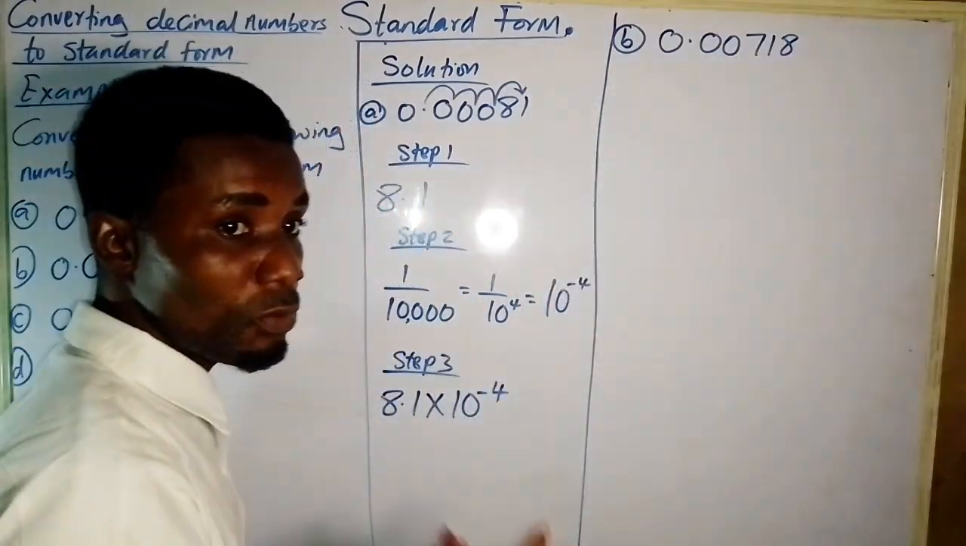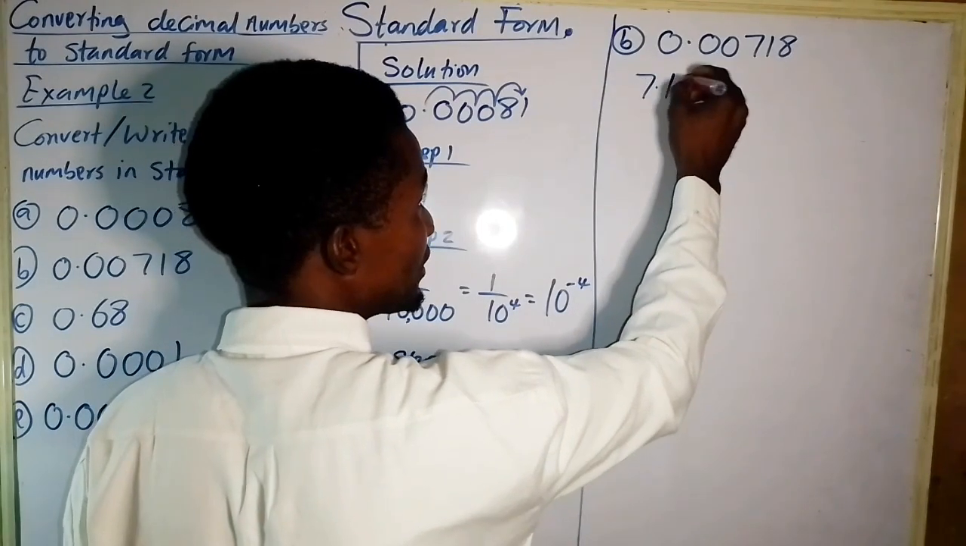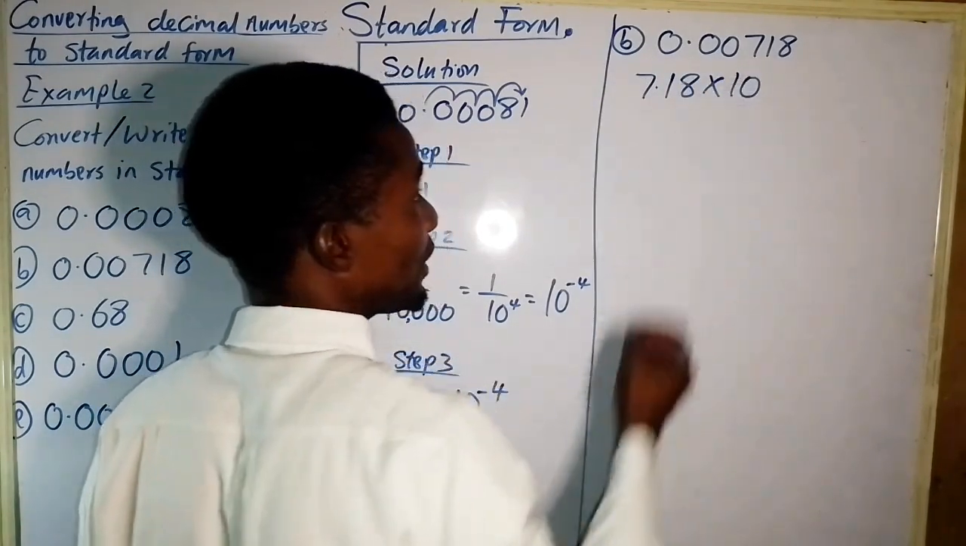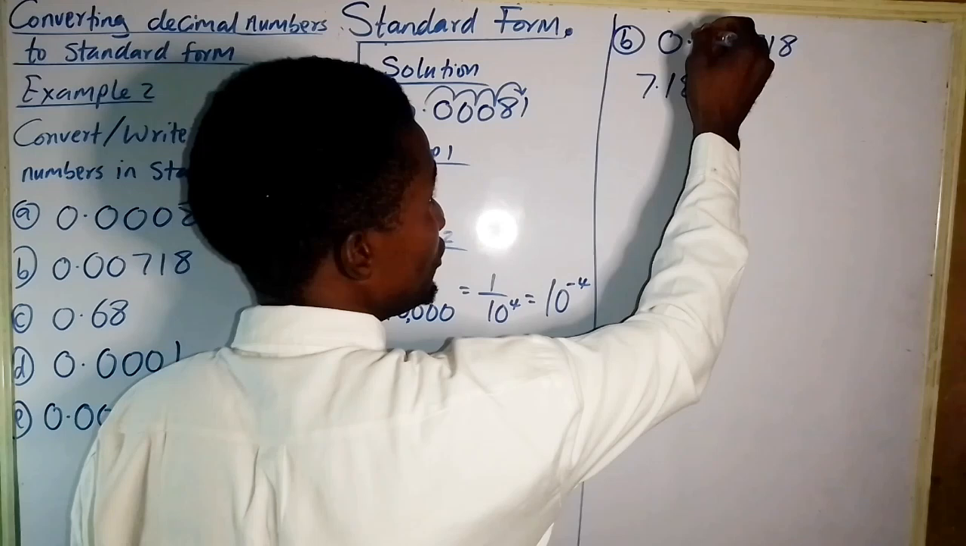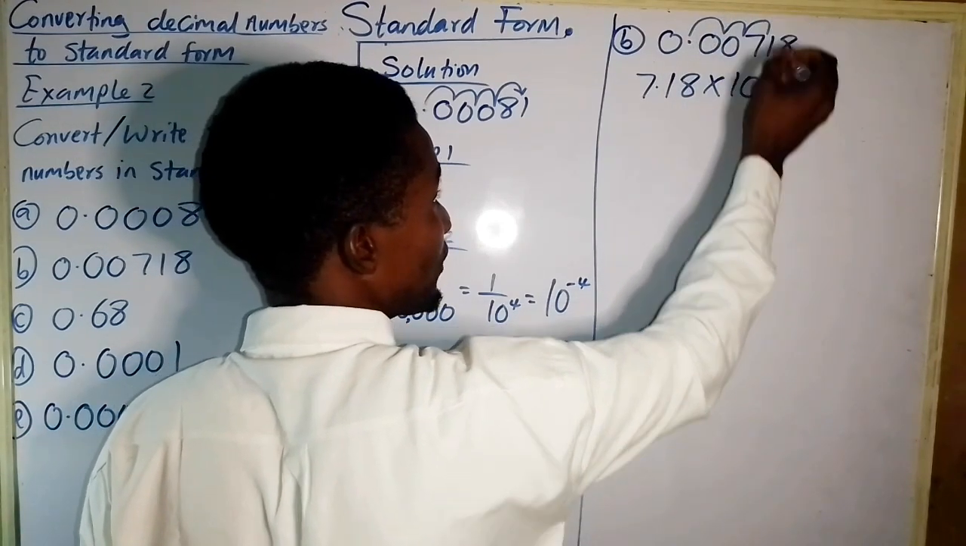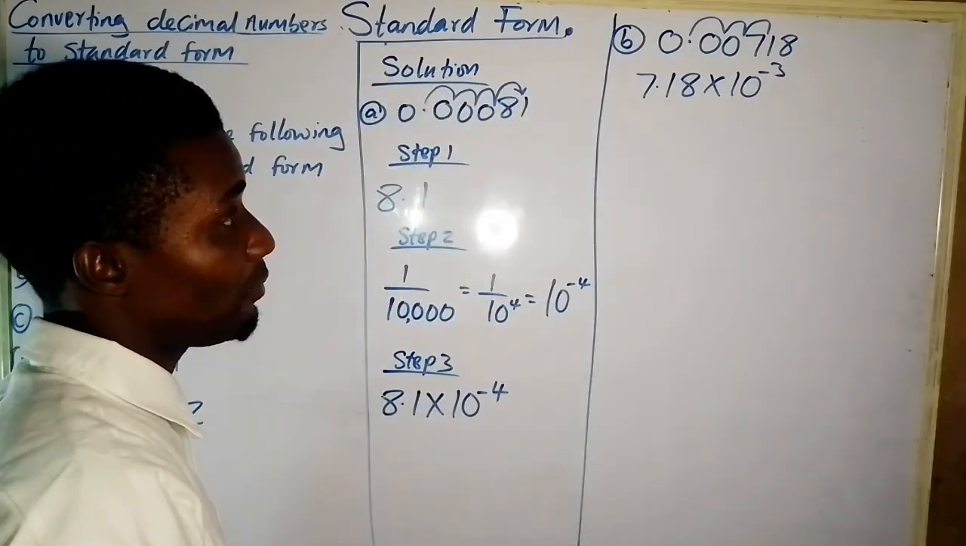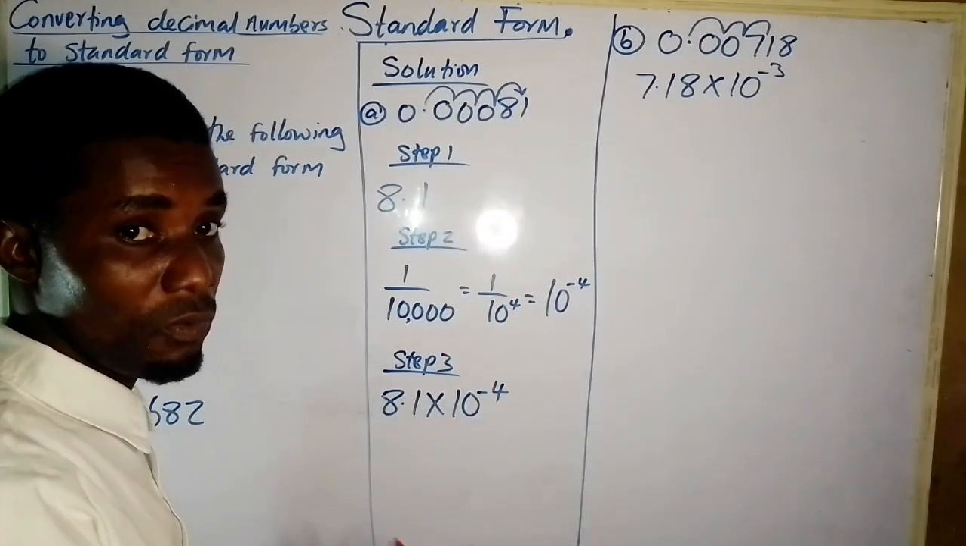So step 1 says we should identify the non-zero digits. So that will be 7.18 times 10 raised to power, just count: 1, 2, 3. Times 10 raised to power minus 3. That is your answer in standard form. In other words, that is 1 over 1000.